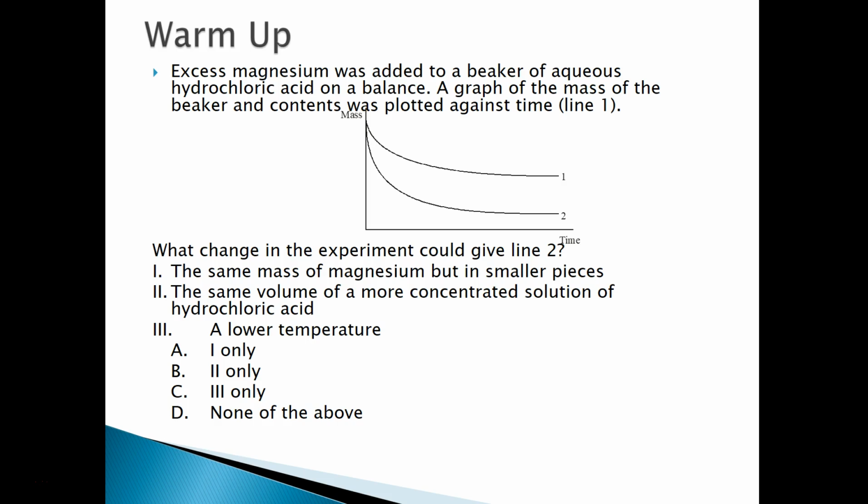Choice 2 says the same volume of a more concentrated solution of hydrochloric acid. We remember from Unit 1 that if we multiply the volume of an acid times its concentration, we get the number of moles of solute. So keeping the volume the same and increasing the concentration will give us more moles of hydrochloric acid. That would give us the amount of product in line 2, and increasing the concentration will also increase the rate, so that would give us the increased rate. So it's looking like number 2 is a good choice.